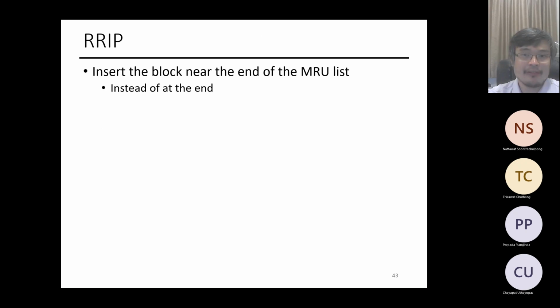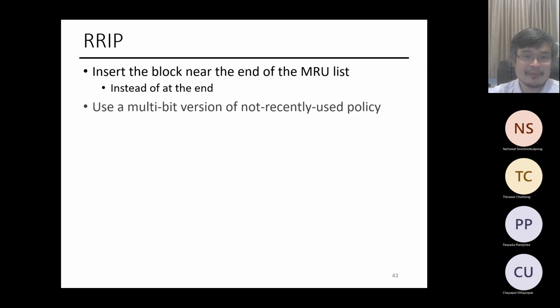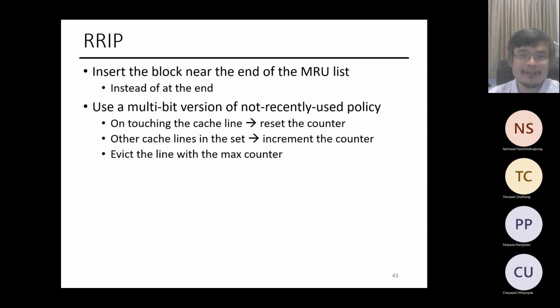You can look at re-reference interval insertion policy. Basically, you try to insert the block near the not recently used list, and you use a multi-bit version of the not recently used policies. This is a hierarchical not recently used policy we talked about during the caching lecture. And when you touch the cache line, you reset the counter. Otherwise, for the other cache lines in the set, you increase the counter. And then you evict the line with the maximum counter value. This will try to imitate LRU, right? And the initial value can be max minus 1, right?